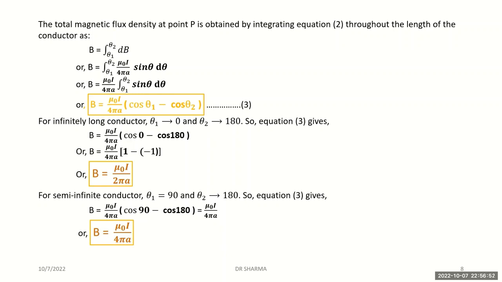Again, I want to say the numerical problems can be asked on the basis of the general formula for finite length, or the cases expressed in the boxed formulas, mu naught I by 2 pi a and mu naught I by 4 pi a, as special cases.